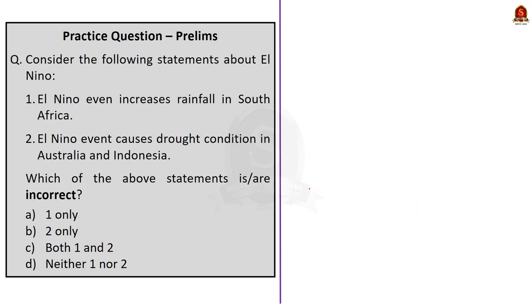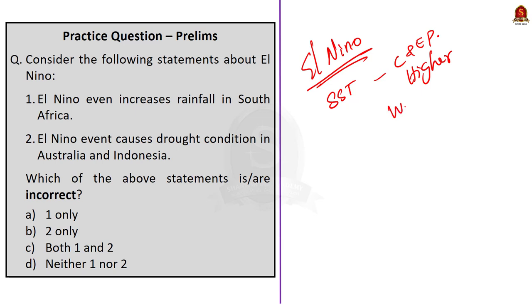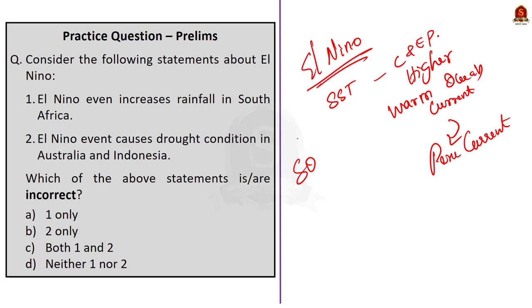In this discussion, we saw about El Nino, in which the sea surface temperature in the central and the eastern tropical Pacific region will become higher than normal. A warm ocean current will replace the cold Peruvian current. And this event is associated with changes in the pressure patterns in southern oceans. And this is called Southern Oscillation. El Nino and the associated Southern Oscillation together is called as ENSO.